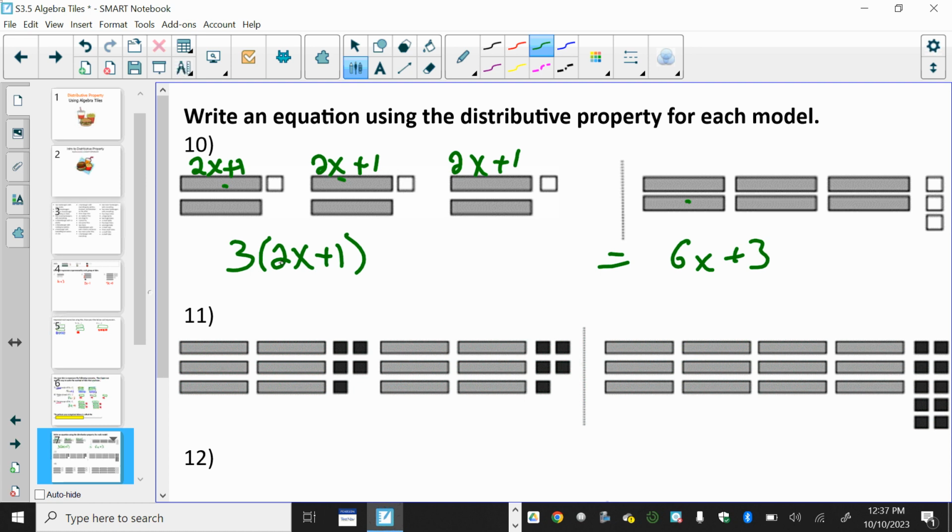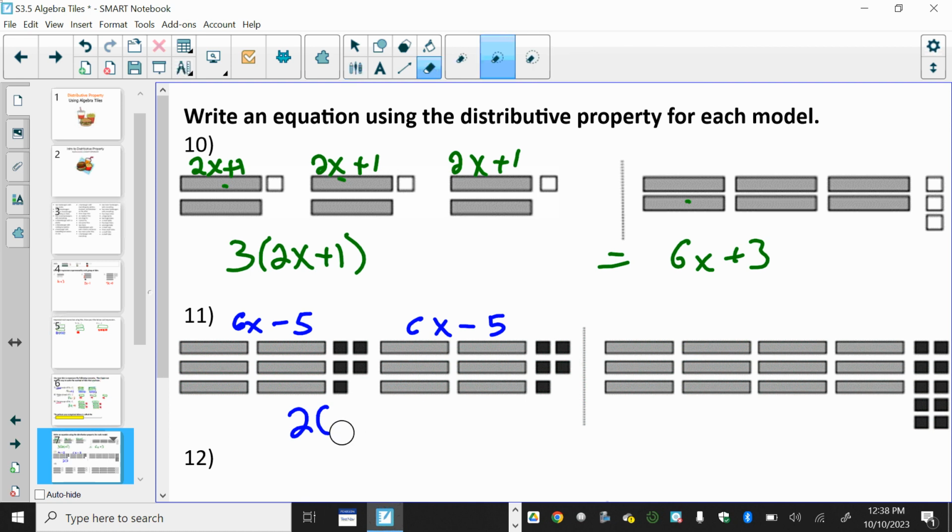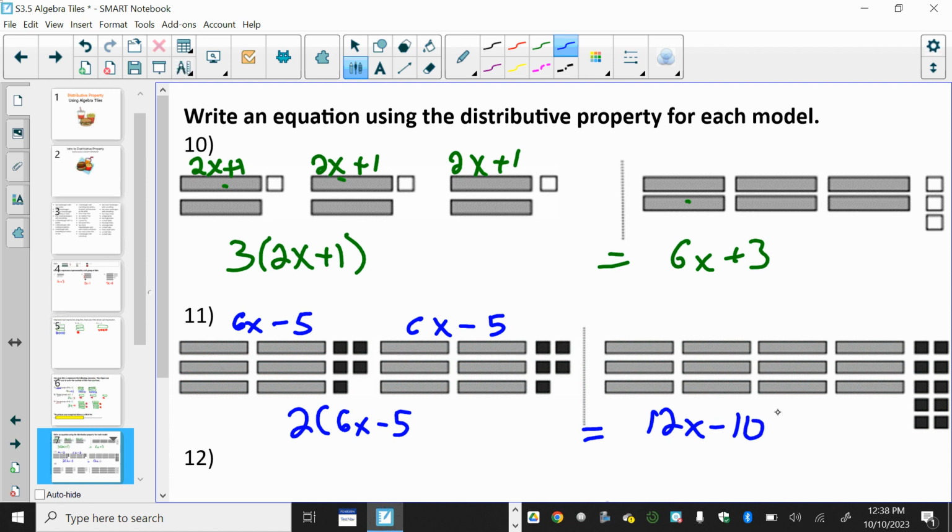You're thinking at some point about how we go from this one to that one. Let's do it again. Now I have 6x minus 1, 2, 5. Each one of these is a negative 1, so minus 5. 6x minus 5. And here we have 2 of 6x minus 5. Over here we're going to have 12x minus 10.